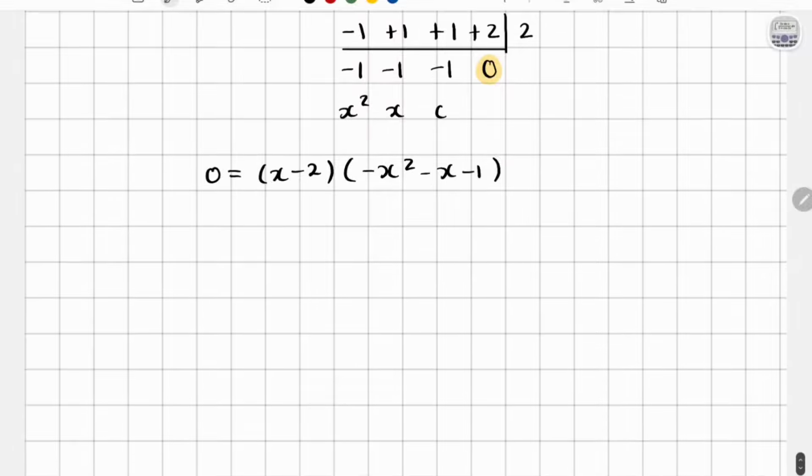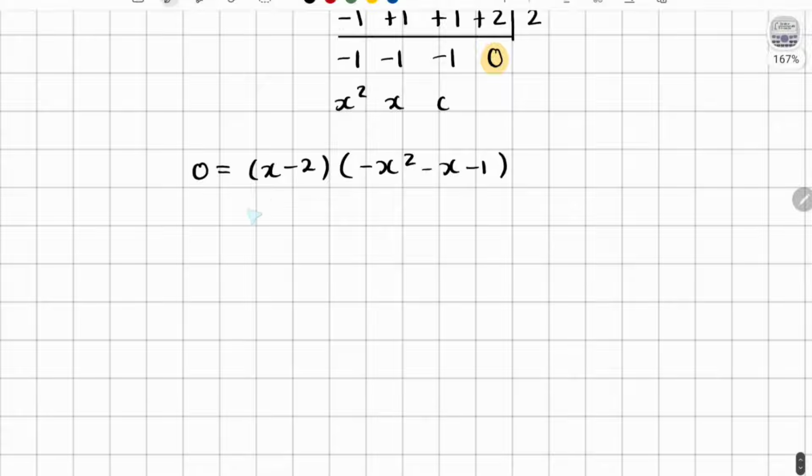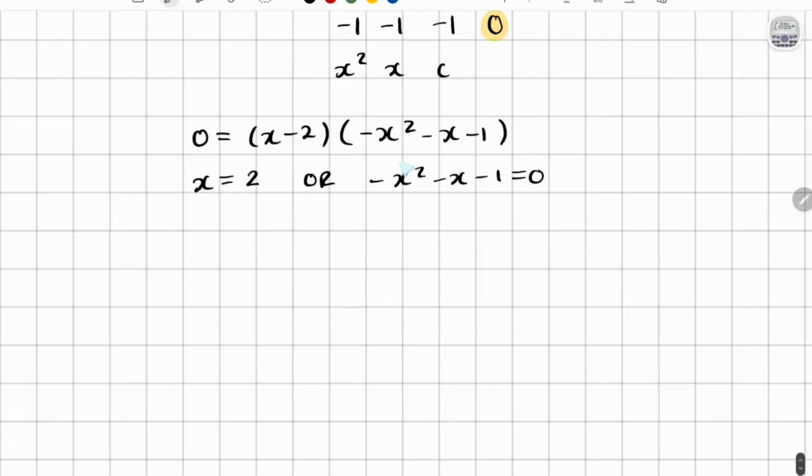Okay, so now we have to just try and solve for x. So the first one is quite easy. X is just going to be equal to 2 because you're taking negative 2 over. Then we have or, and then this one. Now this one already looks really weird. Even if you decided, okay, let's make the coefficient positive, so we divide both sides by negative 1, then you're going to get x squared plus x plus 1 is equal to 0.